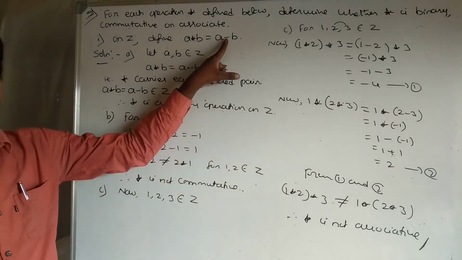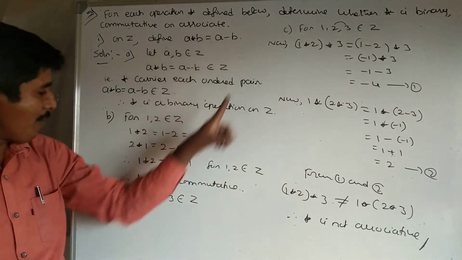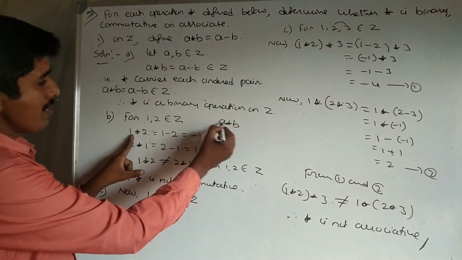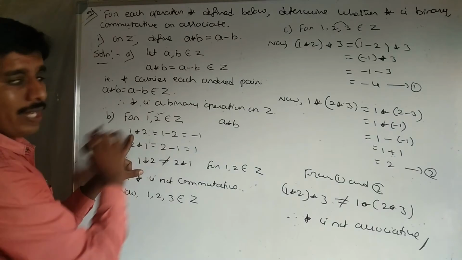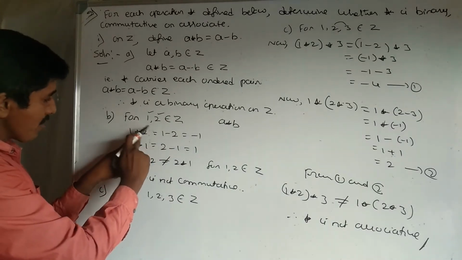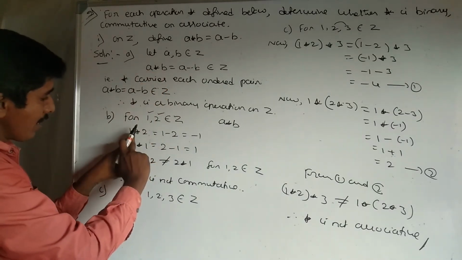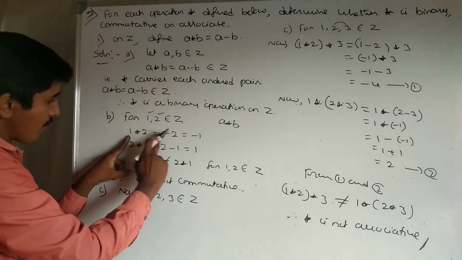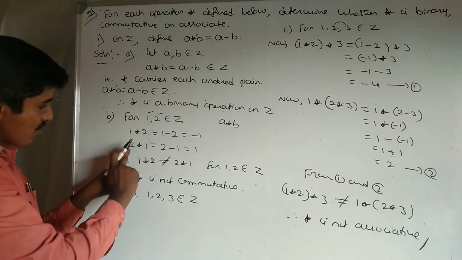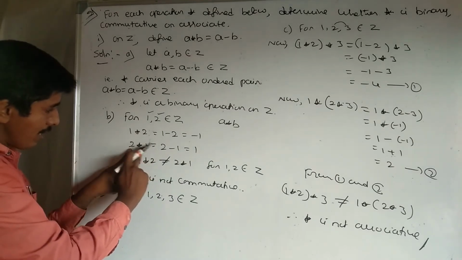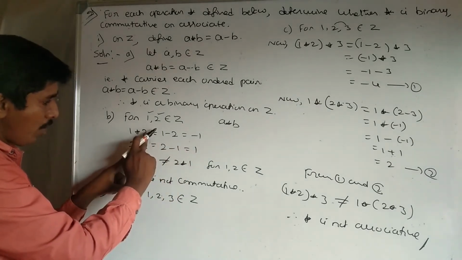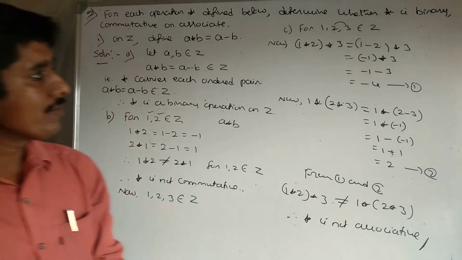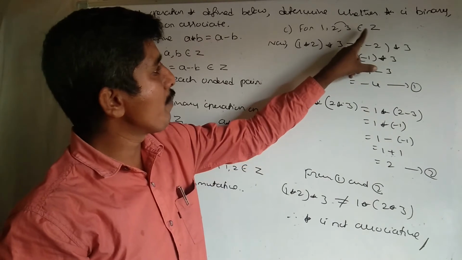Clearly, the binary operation subtraction is not commutative. To show this, take particular elements: A star B where A equals 1 and B equals 2. The binary operation is defined as A star B equals A minus B. So 1 star 2 is 1 minus 2, which is minus 1. Next, B star A, 2 star 1, means 2 minus 1, which is 1. Both are unequal, so clearly star is not commutative. Next, 1, 2, 3 belong to Z.